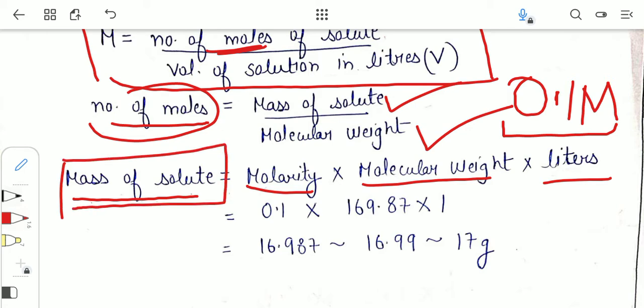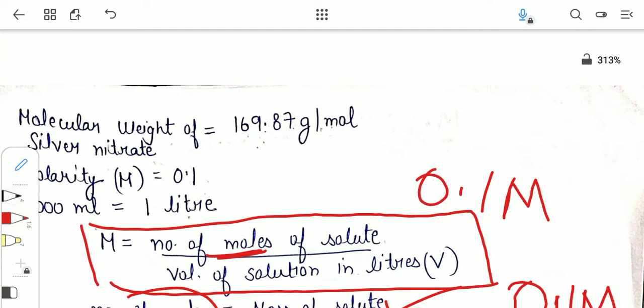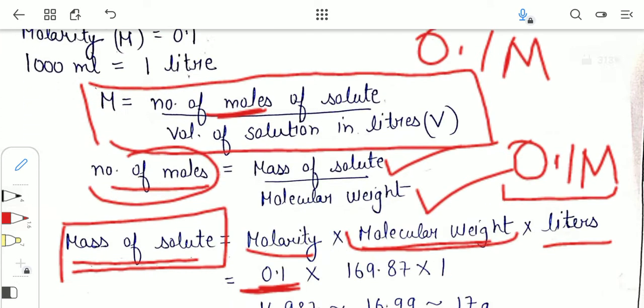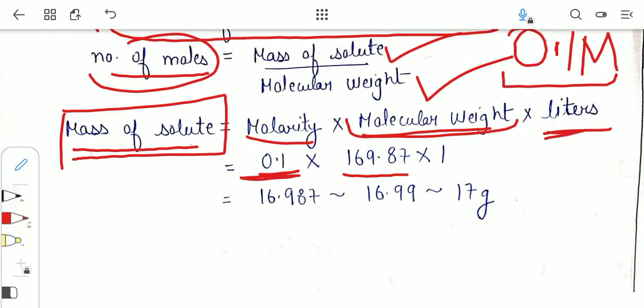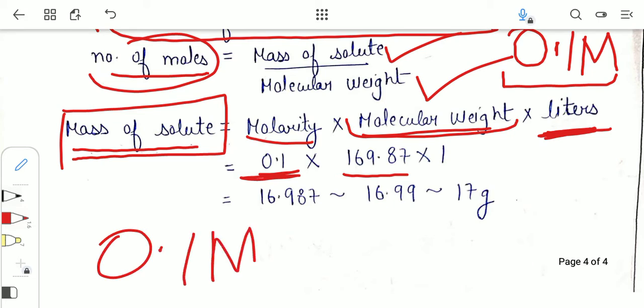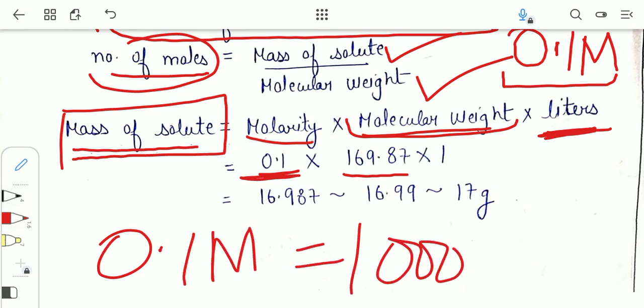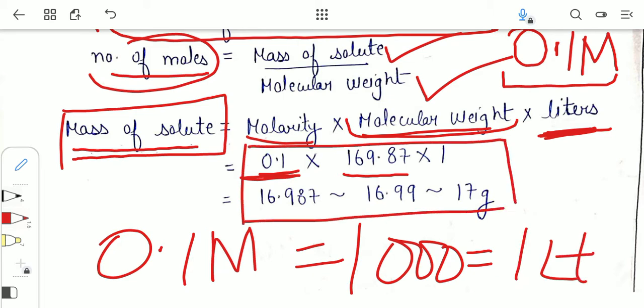Now we know that the strength of our solution should be 0.1, therefore the value of molarity is 0.1. The molecular weight for silver nitrate I have already calculated and written over here, so it is around 169.81. Liters is the volume of solution, and we are preparing a 0.1 molar strength solution in 1000 ml of distilled water. 1000 ml is equal to 1 liter, that is why I have written 1 liter here. When we perform these calculations, the final value will be 16.99 or approximately 17 grams.